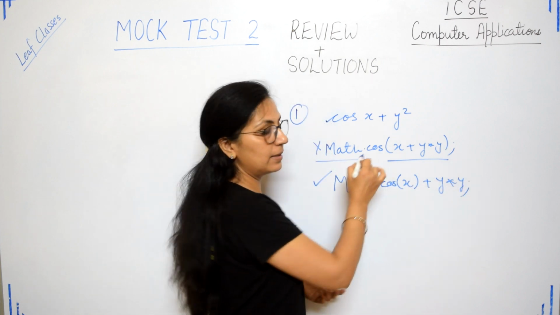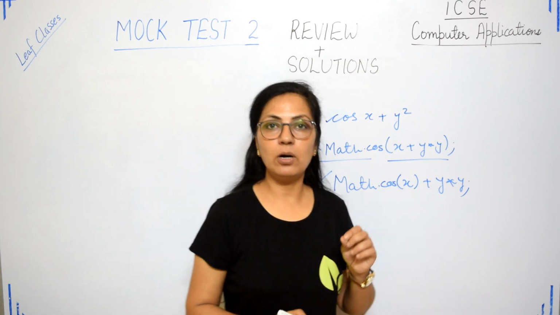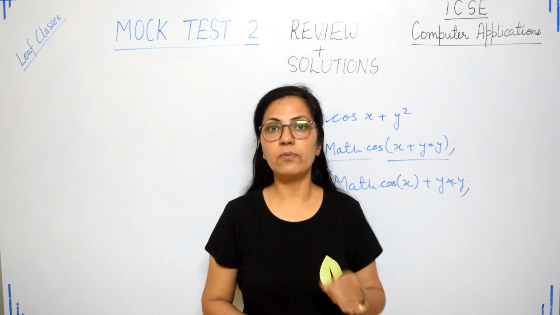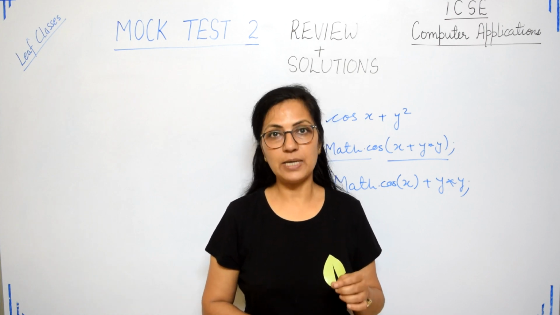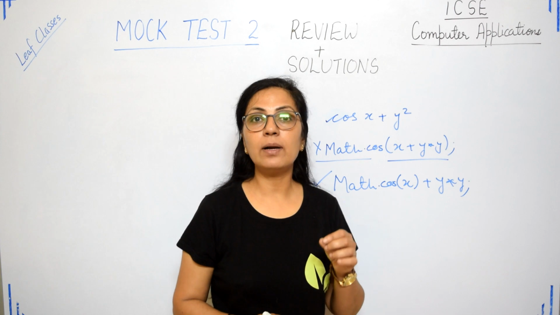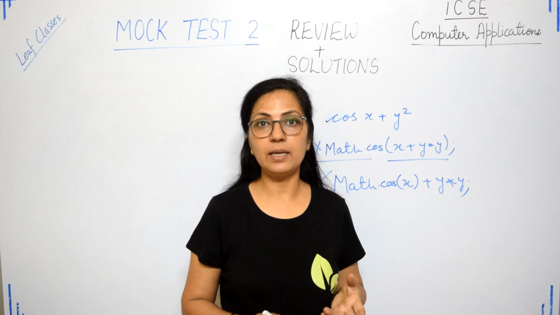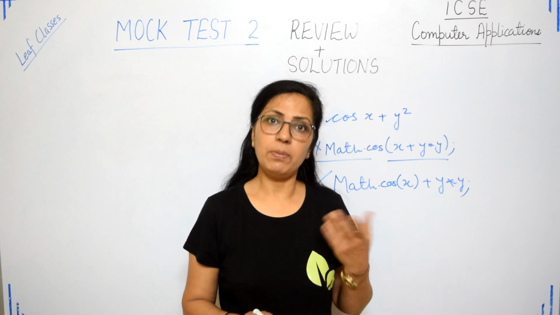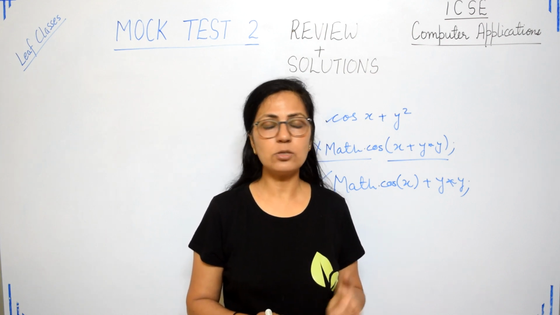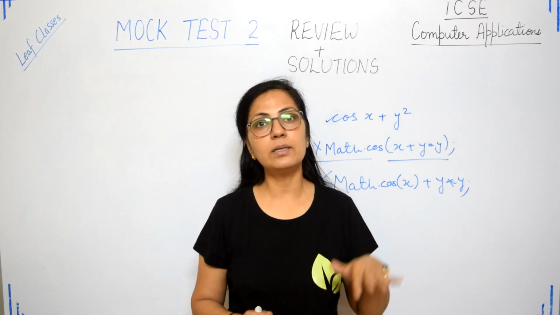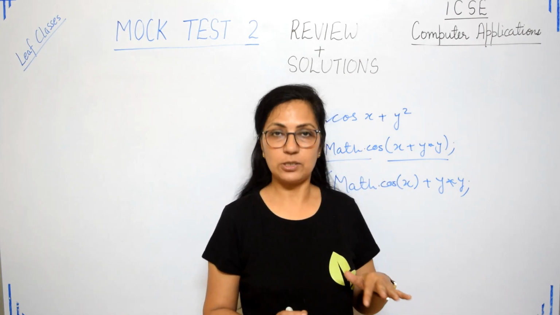Avoid writing like this. And children, we know that all trigonometrical functions like sine, cos, tan, they work with radians in Java. So you don't have to convert this x into radians and then apply the Java expression. No, maybe the x value is in radians only, so you don't have to do that. Whatever is written, you just have to convert that into Java expression, right children?